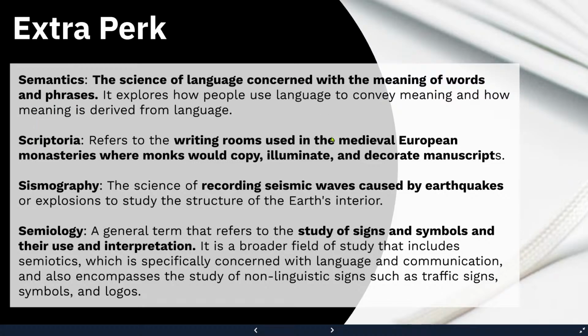Scriptoria is kind of medieval European monasteries where monks would copy, illuminate, and decorate manuscripts. And seismography, we know it's used for recording seismic waves caused by earthquakes. And we have semiology, which was our correct answer, which studies signs and symbols and their use and interpretation.